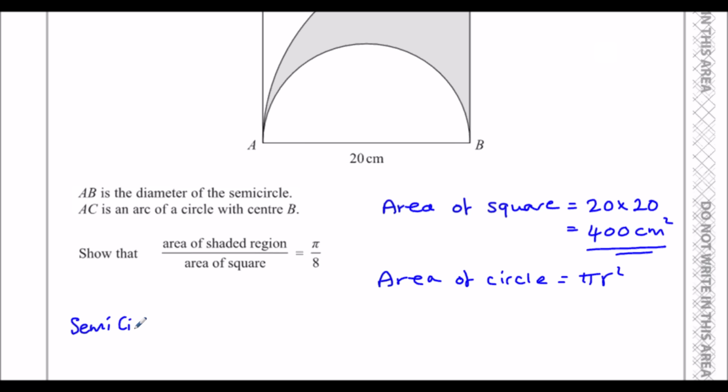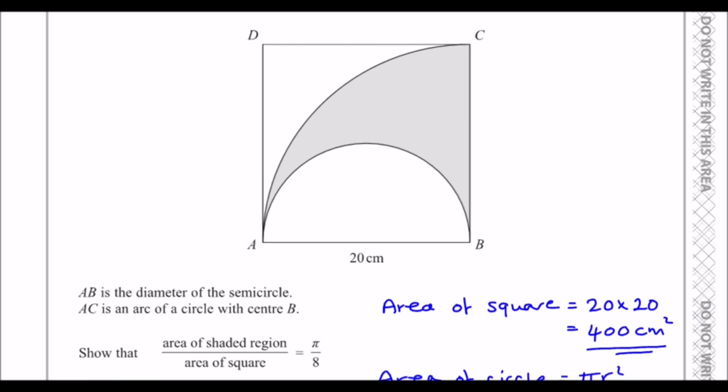So the semicircle, the area is pi times the radius. So the diameter is 20, so the radius is 10, over 2, because it's only half of the circle. And 10 squared is 100. 100 times pi is just 100 pi. And then half of that, 50 pi. So that's a semicircle. How about the quarter of a circle?